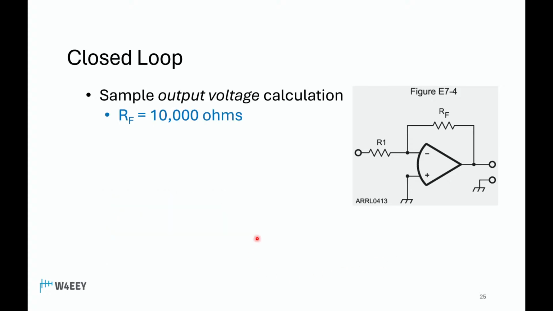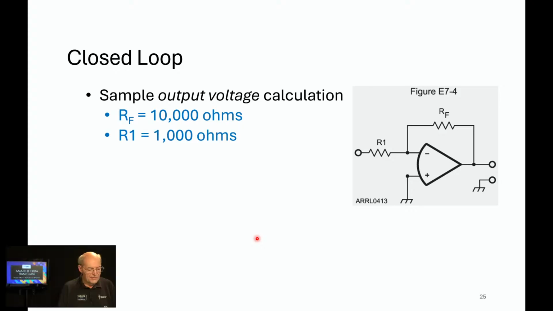Here's another one. We've got RF is 10,000. R1 is 1. It's easier to think of that as 10K and 1K. The gain is going to be 10 over 1, or 10.